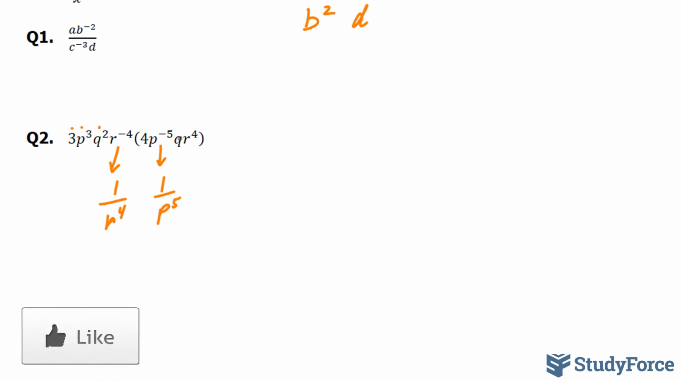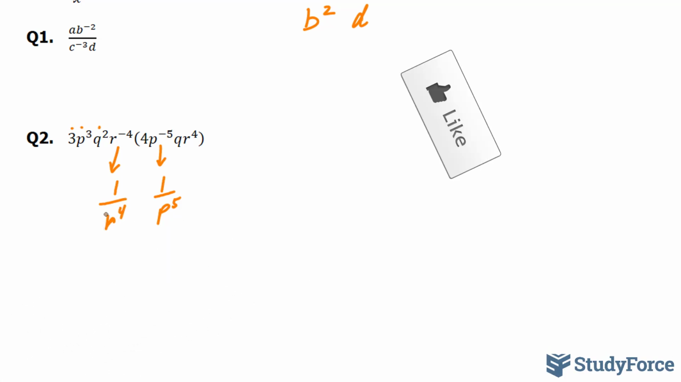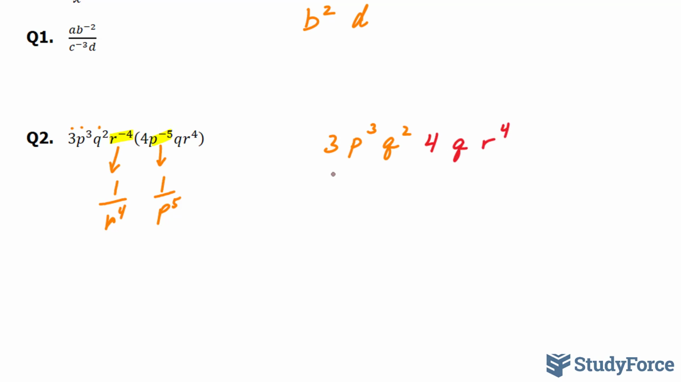So let's rewrite everything that hasn't changed, and then place r to the power of 4 times p to the power of 5 underneath. 3 p to the power of 3, q to the power of 2. We're going to skip this. 4. We're going to skip this as well. Q, r to the power of 4. All over r to the power of 4, p to the power of 5.